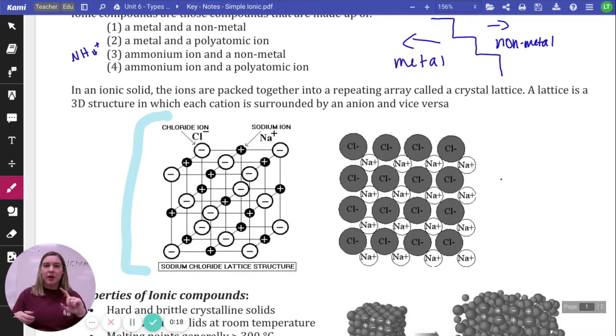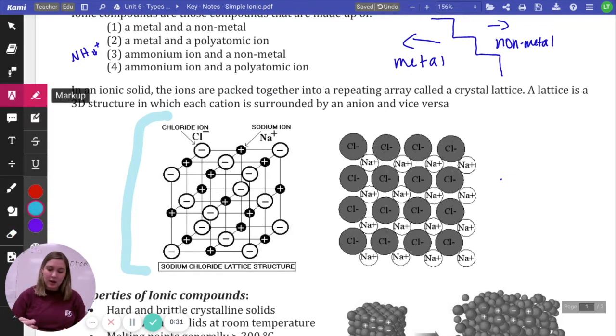We talked about Coulomb's law a little bit at the beginning of our last unit, periodic trends. In ionic compounds, they are packed together in a repeating pattern or array called a crystal lattice. So they're in a crystal lattice. And in a lattice structure, basically each cation, or positive charge, is surrounded by an anion.